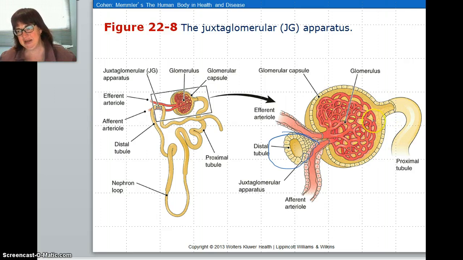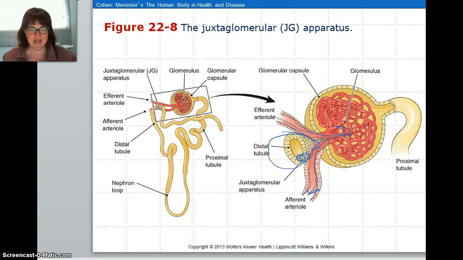Glomerulus is the capillary bed. It will measure, here's the flow, and it will measure the blood pressure in the afferent. Afferent means away. So the blood comes in, gets filtered, and goes away. If the blood pressure is too high, it is detected by that juxtaglomerular apparatus.